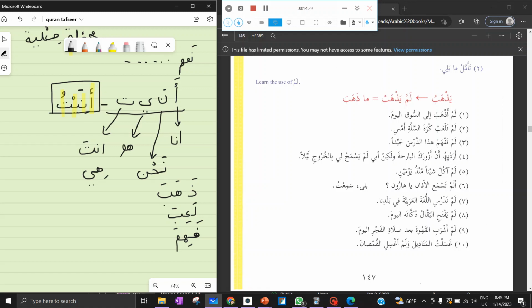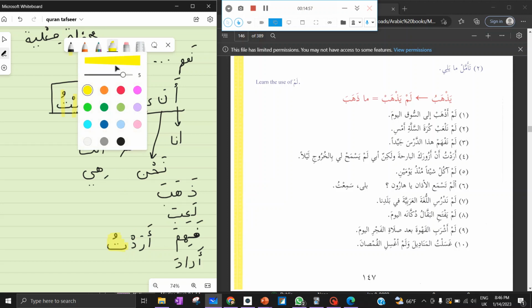Aradtu. Aradtu comes from arada. Arada means to want. I want. Aradtu. Now this is the past tense structure. Why? How do you know? Because arad, ara, and dal has a sukoon. And tu. Where do you see the damir? It's very important. The damir is attached at the end of the verb.